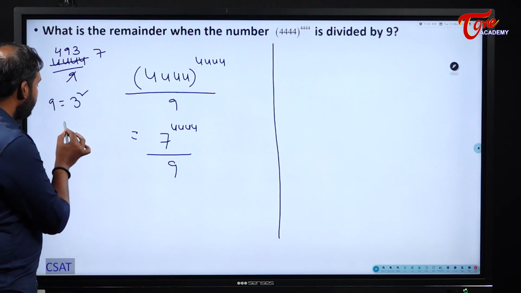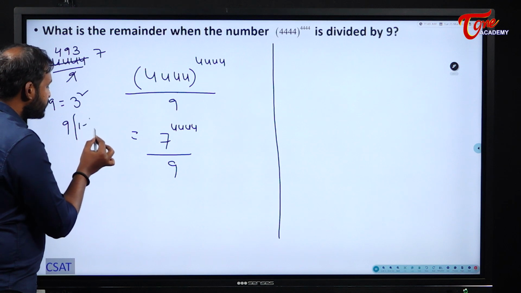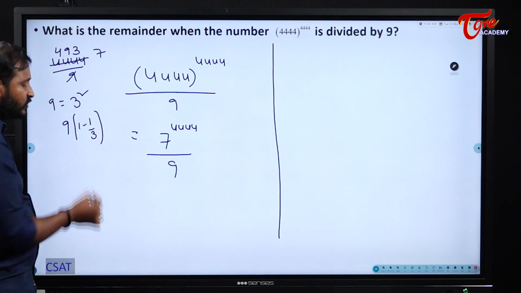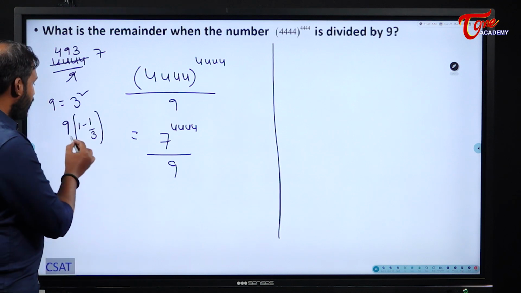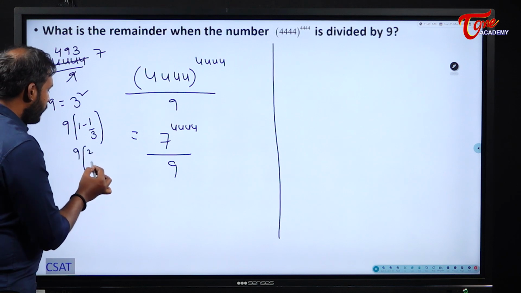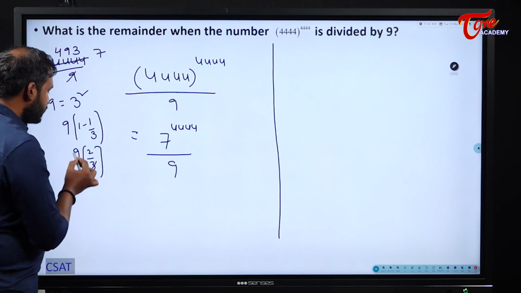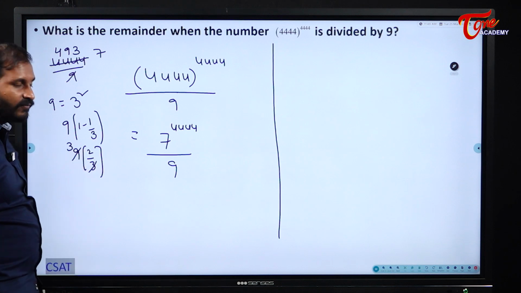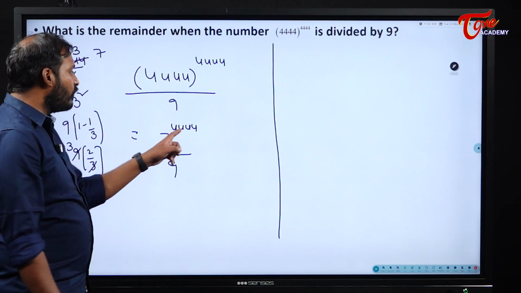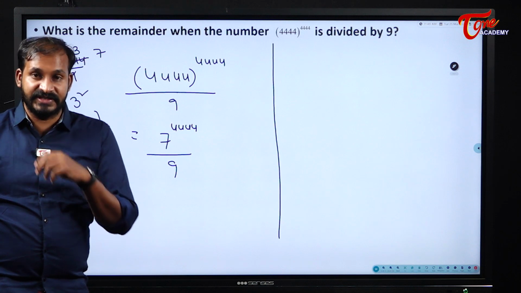So, Euler number of 9 will become 9 into 1 minus 1 by 3, because only 3 is there, right? So, what happens to this? 9 into 2 by 3. So, 3 ones are 3, 3 twos are 6. So, the Euler number of 9 is what? 6. So, 444 should be written as a multiple of 6.